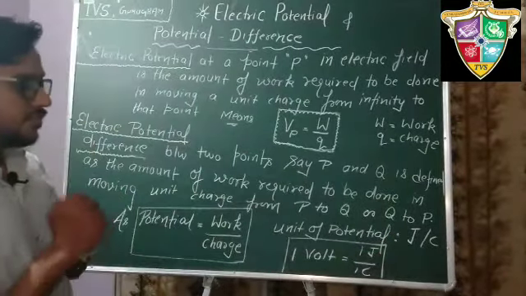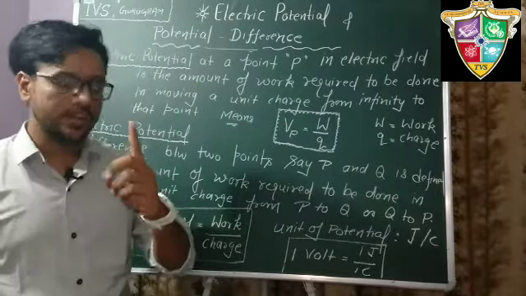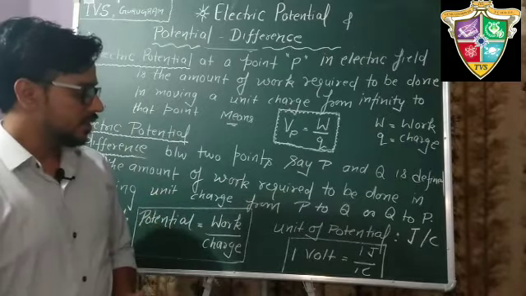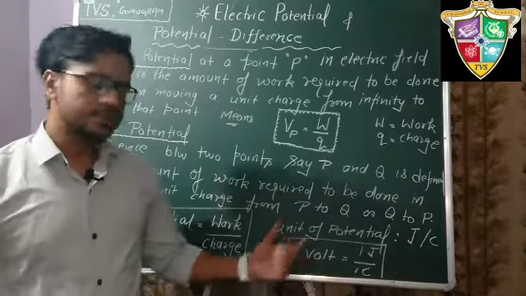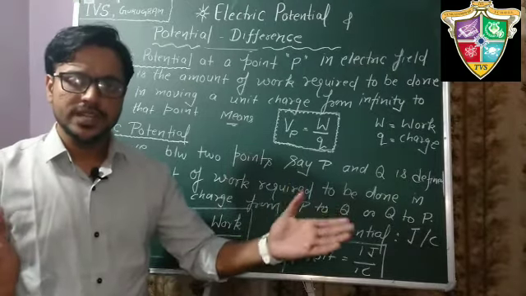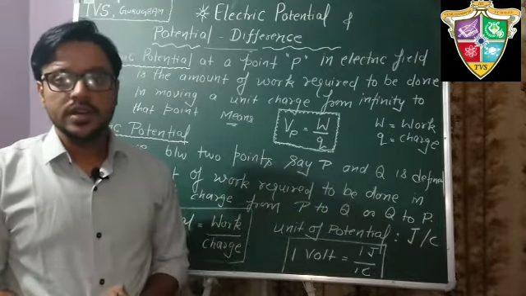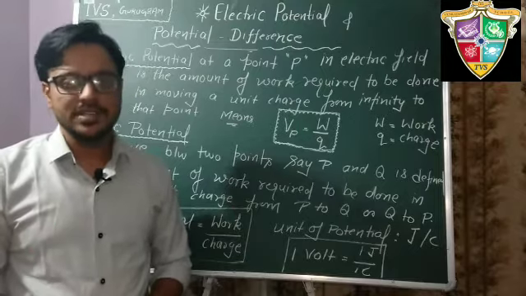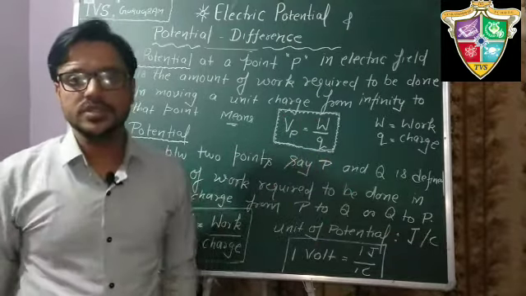And students, if we do 1 joule work in moving 1 coulomb charge, then potential difference between the points is said to be 1 volt. So this is the potential difference that is responsible for movement of charge, for flow of current. Now in our next class we will discuss how potential difference and current are related to each other. Thank you.